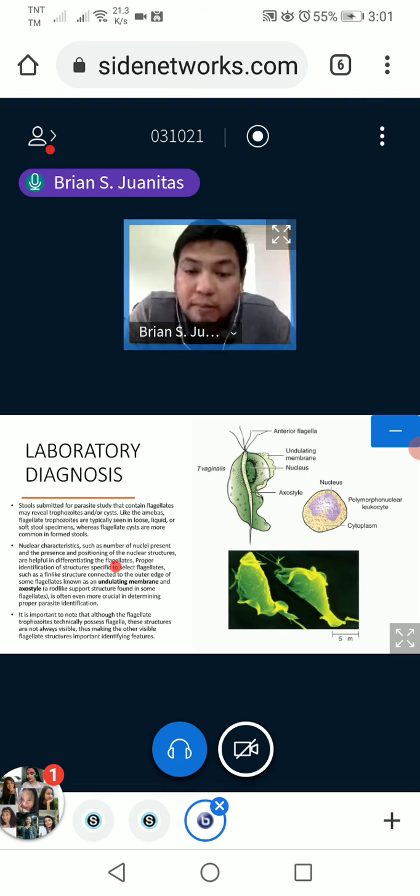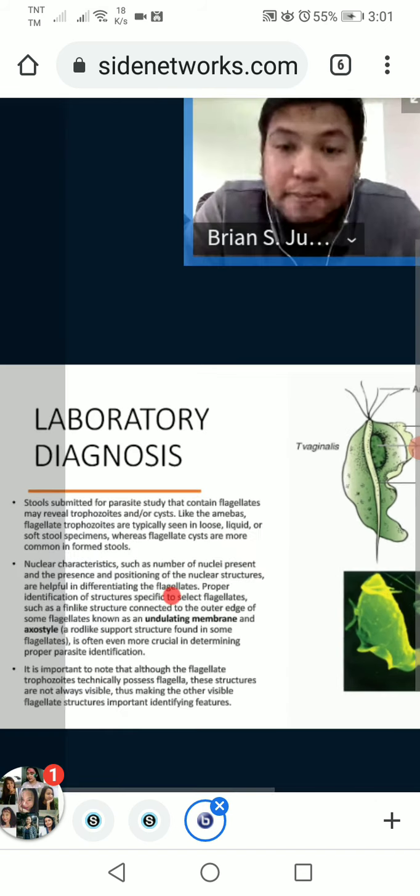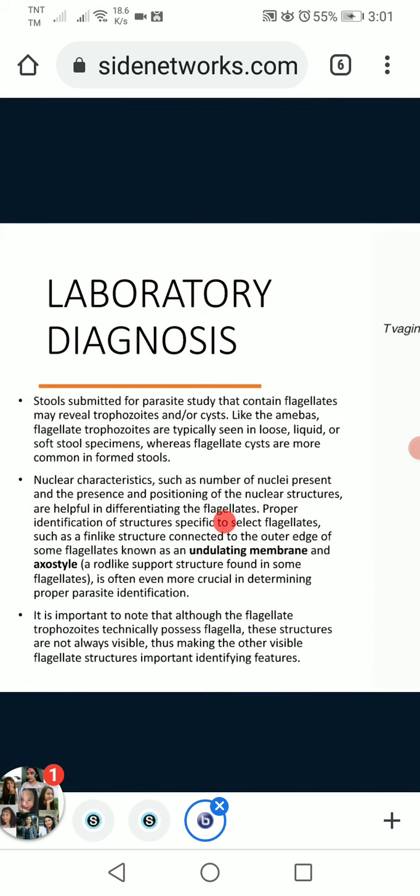Pero class, aside from that, meron pang extra na parts ang isang flagellates. Meron siyang tinatawag na undulating membranes. Itong parang ruffled on the side ng isang flagellates. So again, it is also used for movement. At meron siyang axostyle. Okay? Axostyle, nasa gitna yan siya. This is an axostyle, a rod-like support structure found in some flagellates. So it is often more crucial in determining proper parasite identification.